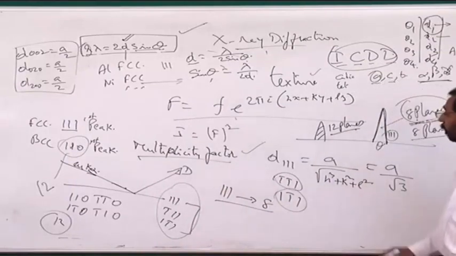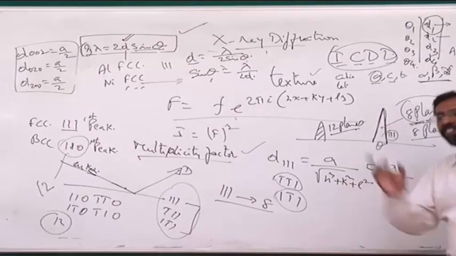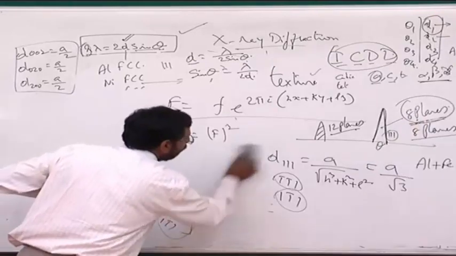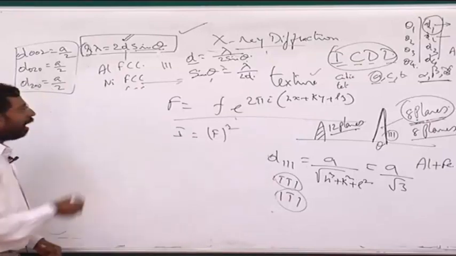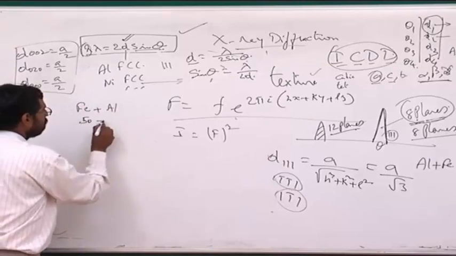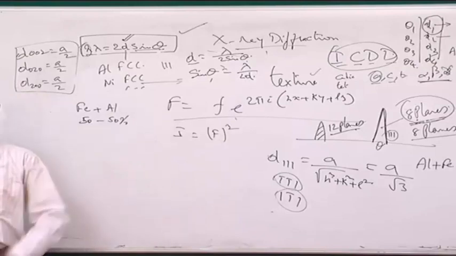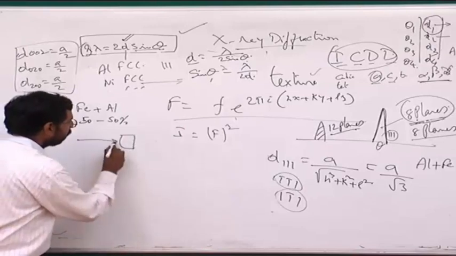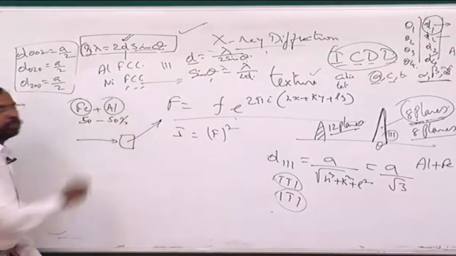So as a result, it may so happen that if I have a mixture of a BCC and an FCC, let's say I take aluminium plus iron. This is where our understanding has to be very clear. So if I take a mixture of iron plus aluminium, 50-50%, that means 1 gram of iron, 1 gram of aluminum. I take powders, mix them together thoroughly, and then make it into a powder sample, send an X-ray beam, and I get peaks. I get peaks of both iron and aluminum.